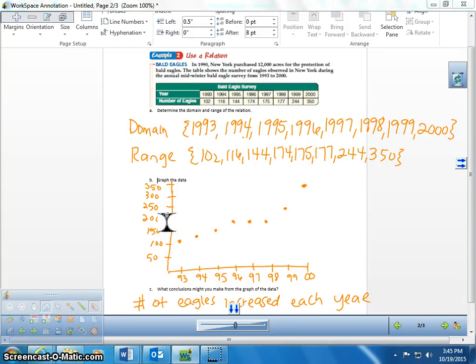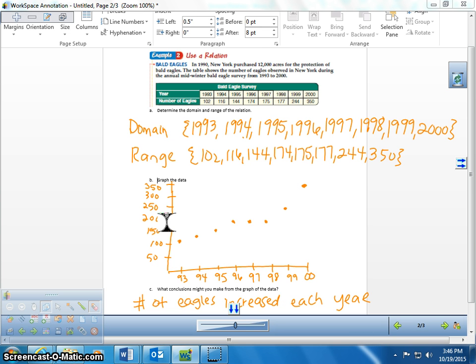As you're finishing up the backside of your notes over relations, check and see if you're on the right track. Your domain and your range should have been listed accordingly. The table shown above about the bald eagles does not come out and say your X's and your Y's. But we know that time, or your year, is always your X. So my years here would be my domain. Your number of eagles would be your range.